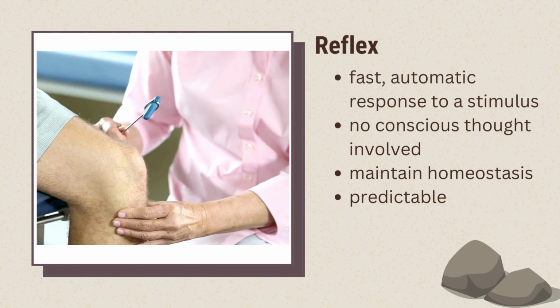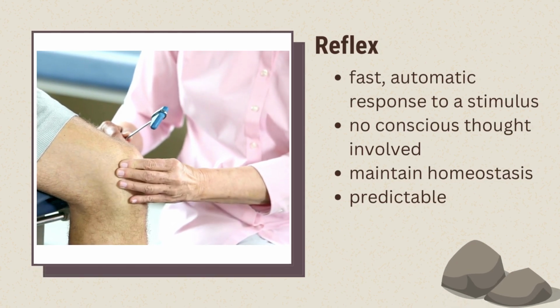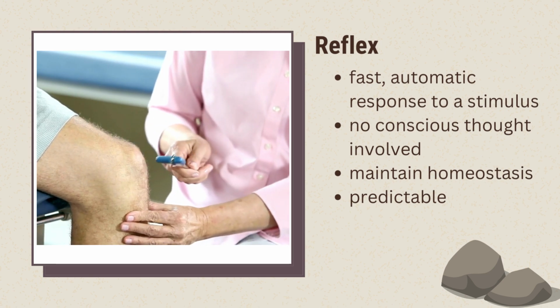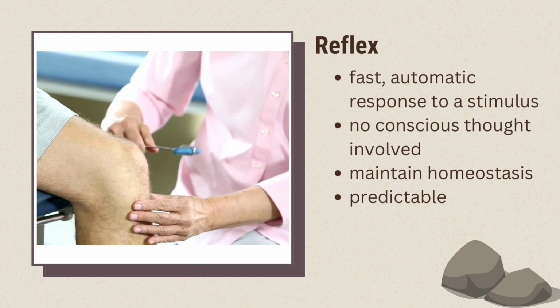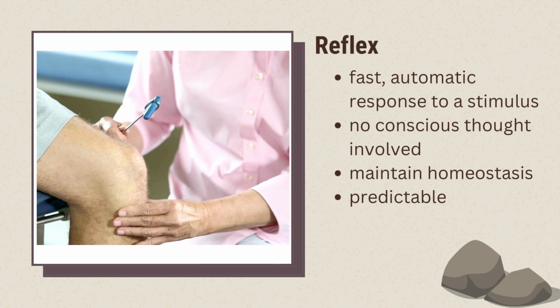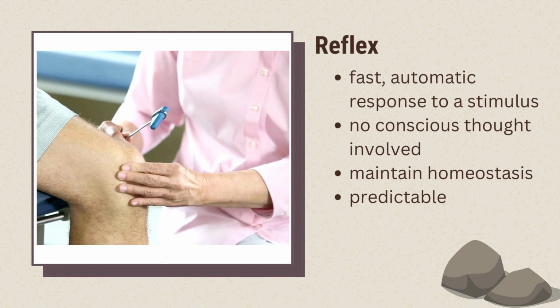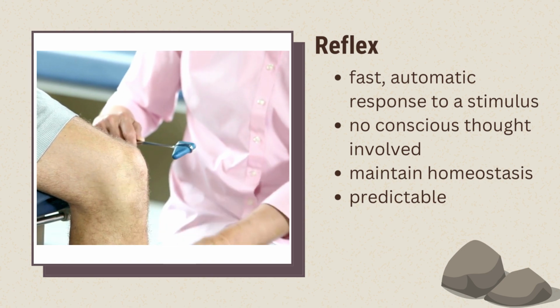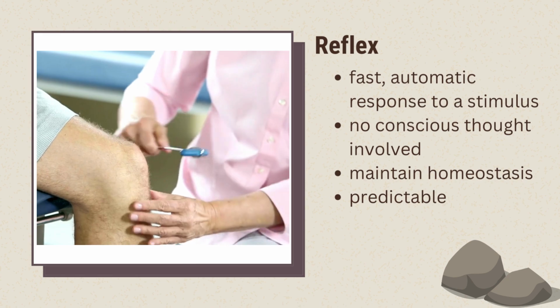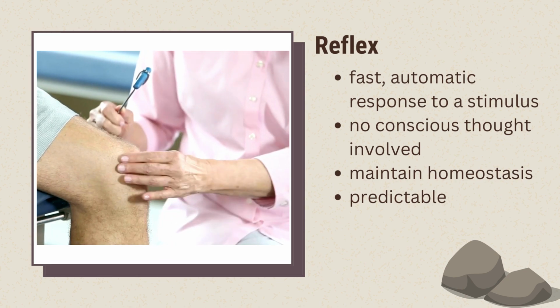A reflex is a fast automatic response to a stimulus. This means it does not involve conscious thought. Reflexes help maintain homeostasis, like in regulating blood pressure or removing ourselves from painful stimuli. Reflexes are predictable, so they are used to gain information about the health of one's nervous system.